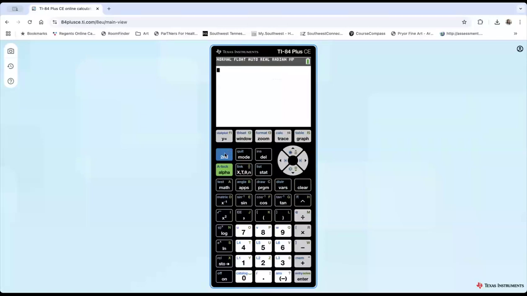So you'll go to second distribution, go down to BinomialPDF, enter in the number of trials. In this case, it was 17. The probability of success is 0.45. And we're looking for exactly 5 successes. I'm going to hit paste, enter, and there we see the answer is 0.087.